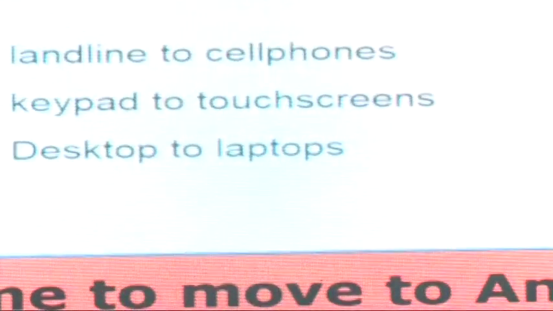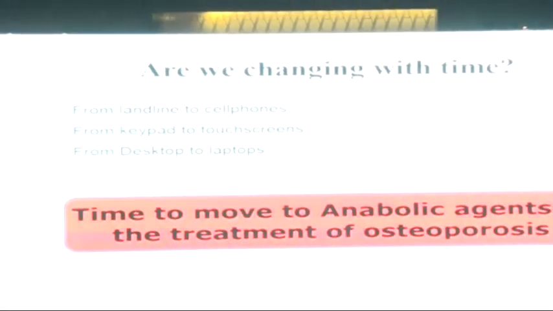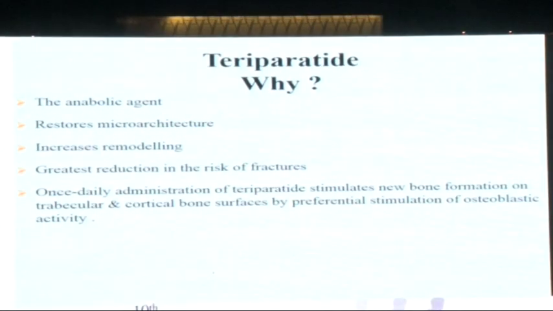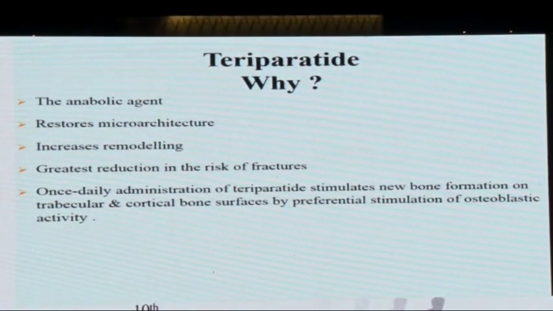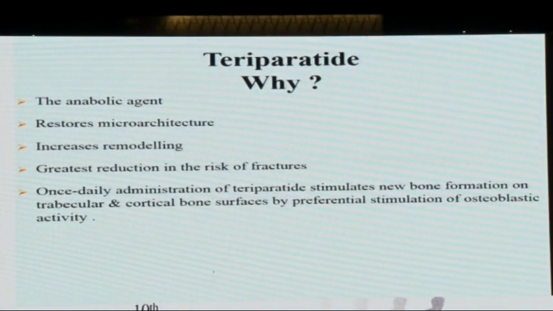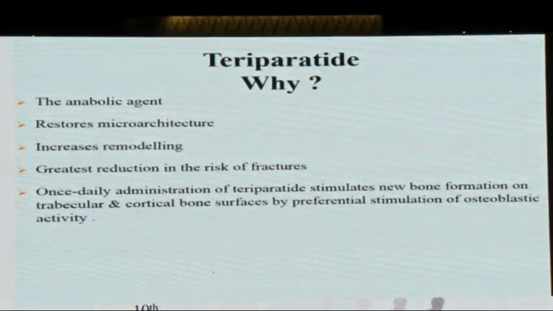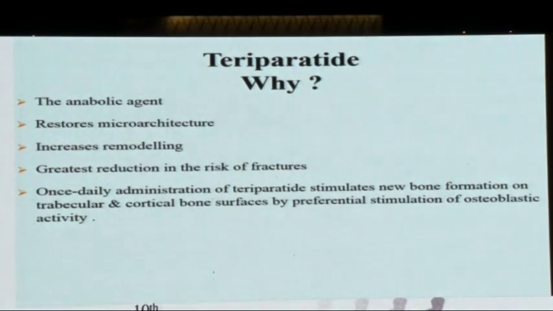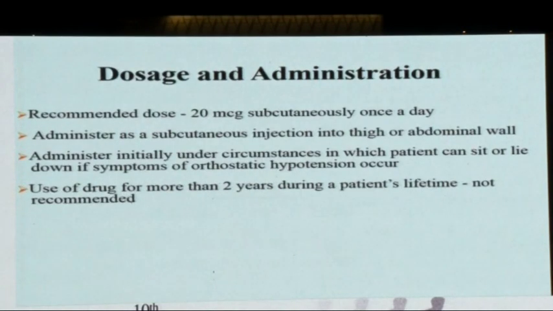Now, this is an old saying that since we have been moving on, anabolic is a better choice, and in this particular patient, we chose teriparatide. Now, this anabolic teriparatide has the credibility of restoring microarchitecture, increases remodeling, there is greatest reduction in the risk of fracture, and once daily administration, as many of us are practicing, it restores the trabecular and cortical bone surfaces by preferential stimulation.